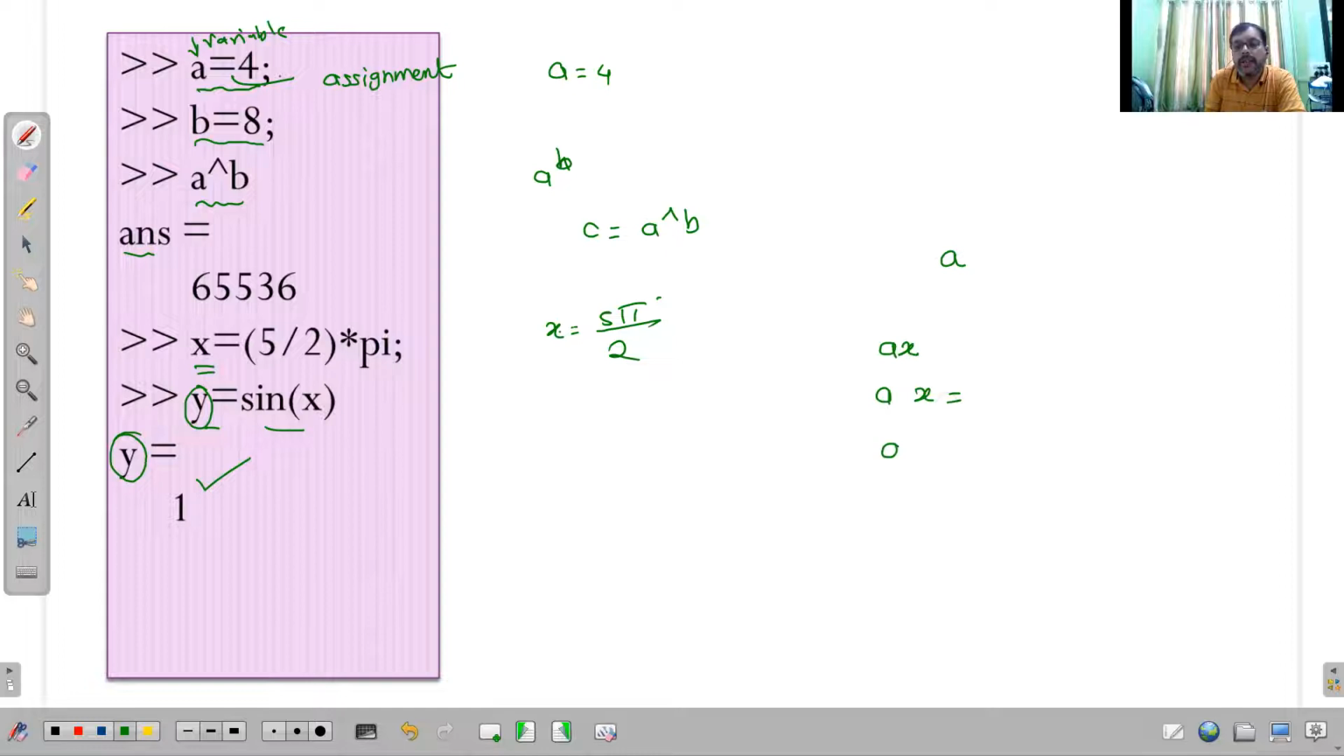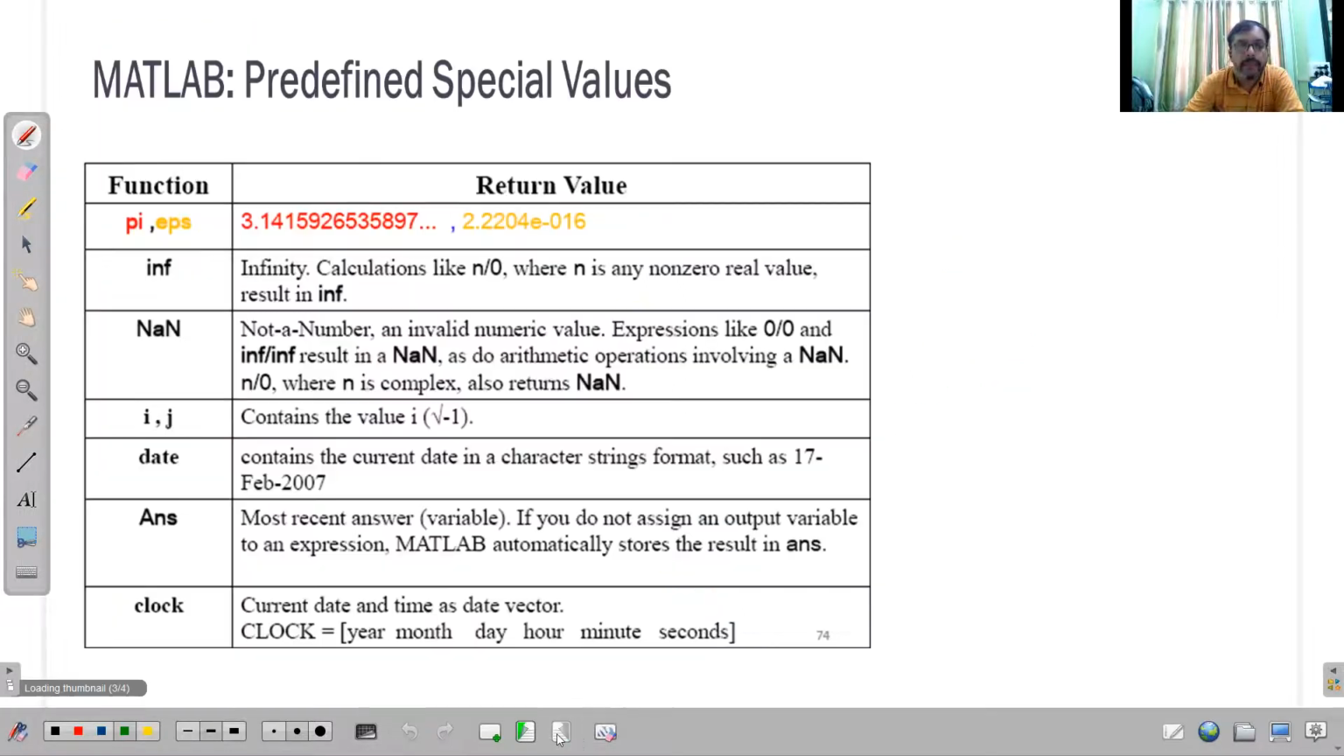So otherwise you can create an underscore x, that is also good, but this is not the correct way. You can use this correct way. You cannot use 1x, or 1a, 2a, or 3a, because this is also a wrong way to assign a variable. The first letter should be a character, not a number. Okay, so keep this in mind while doing MATLAB programming.